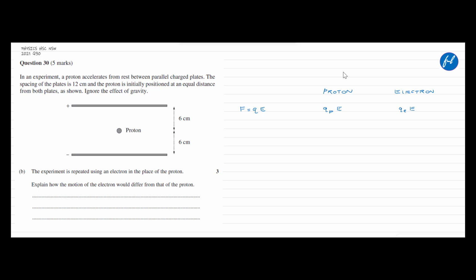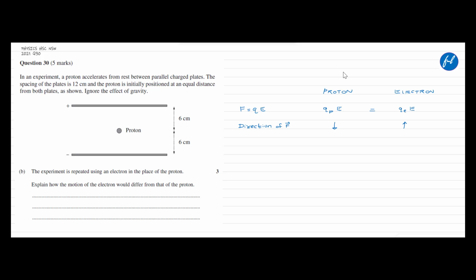Since the electric field intensity is the same for both proton and electron, and the charge on the proton is the same as the charge on the electron, therefore these two are equal. Now that was about the magnitude. How about the direction of the force experienced? In the case of the proton, it will be downward, attracted towards the negative plate and repelled from the positive plate, and in the case of the electron, it will be upwards.